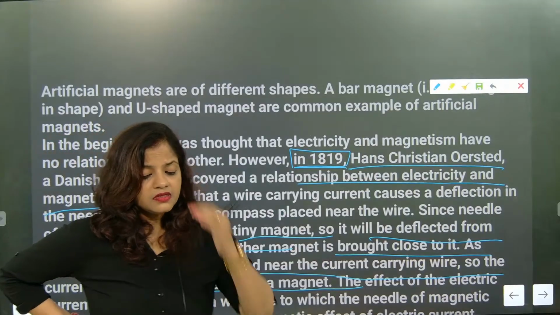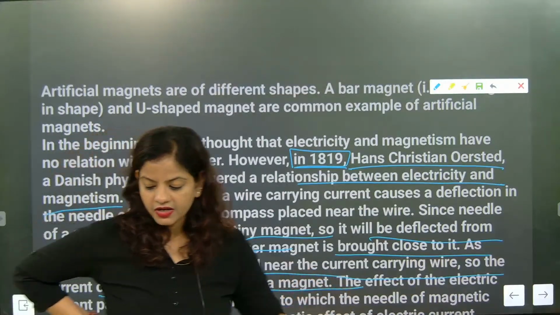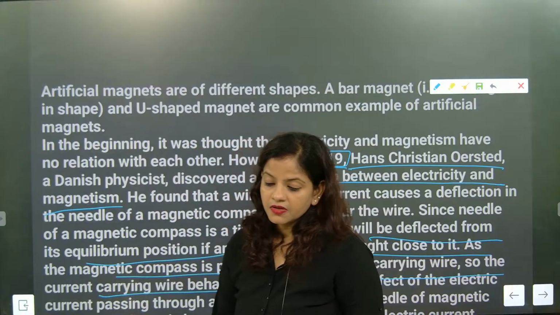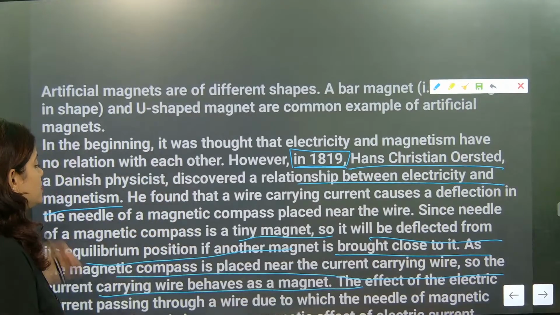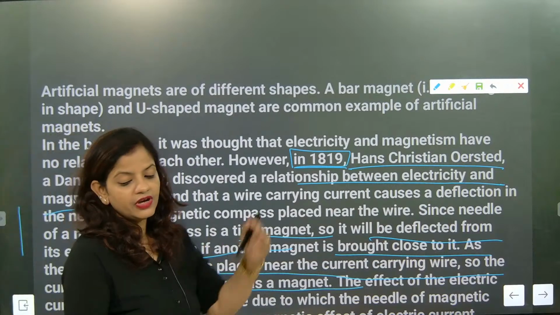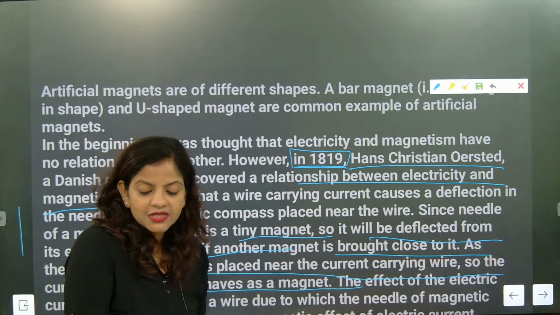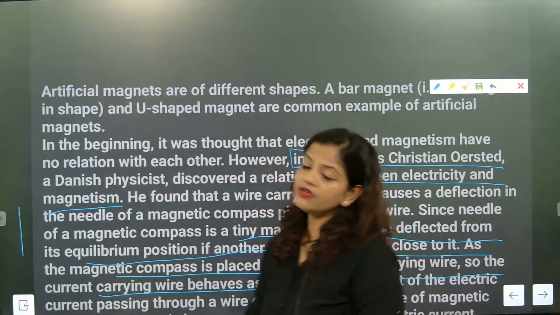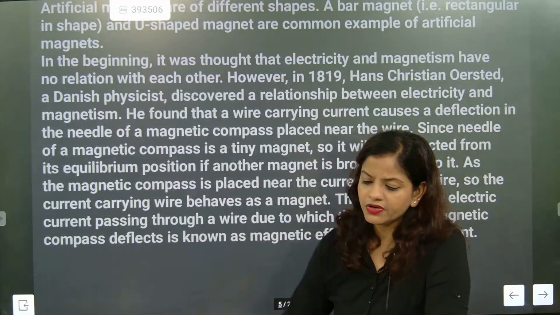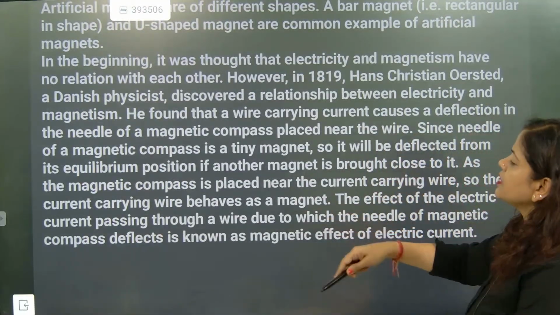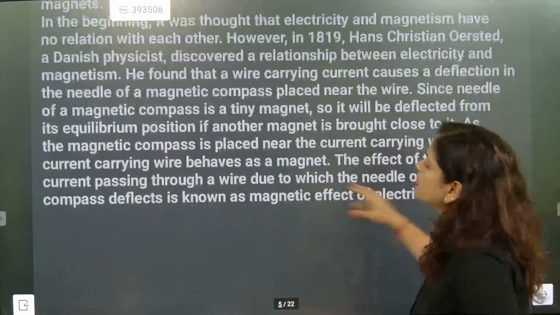Now, see, I think some people are still stuck on the idea of disturbing a magnet, destroying a magnet. Equilibrium position is that position where the needle will not show any deflection. Understood or not? You need to understand that reason also. Whenever any magnetic field lines are there, the needle will go parallel and will not show deflection. That I am going to teach, don't worry. Yes, ma'am, magnet vibrations can also disturb a magnet. All the factors I'm going to teach in the PDF, everything is there, but one by one, not in one shot. In the beginning I'm just giving a small introduction. So it will be deflected from its equilibrium position if another magnet is brought close to it. As the magnetic compass is placed near the current carrying wire, the current carrying wire behaves as a magnet.